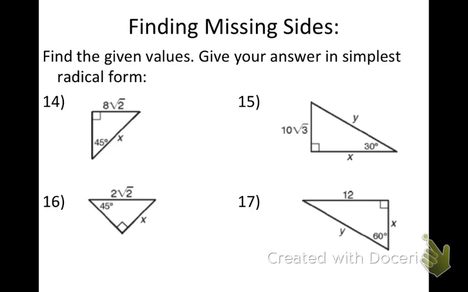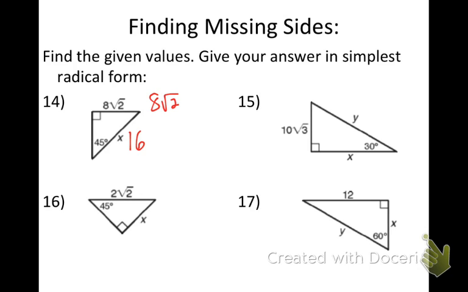Okay. Now, using all of that information, try these 4. Now you have 45, 45, 90s and 30, 60, 90s all mixed together. Take a couple seconds to try these 4. So number 14 tells me it's a 45, 45, 90. The leg is 8 square root of 2, which means the hypotenuse is what, John? The hypotenuse is 16. Nice job.